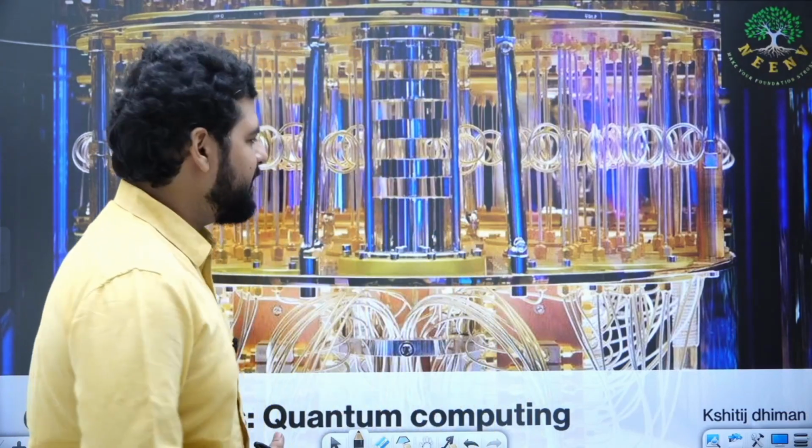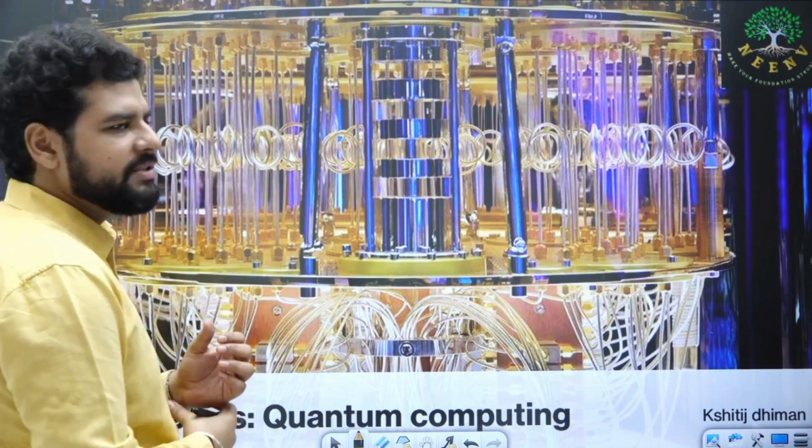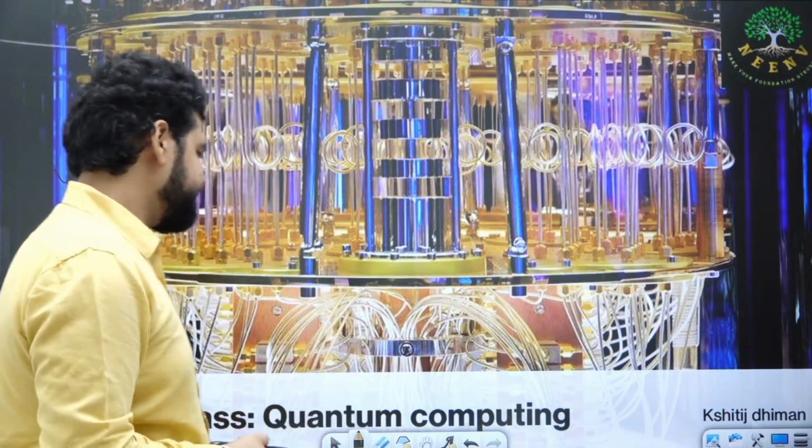This is our concept classes, and today in science and technology we are going to understand what is quantum computing, right? So behind me is the image of the quantum computer. Now we'll see why it is shaped like that later, right?